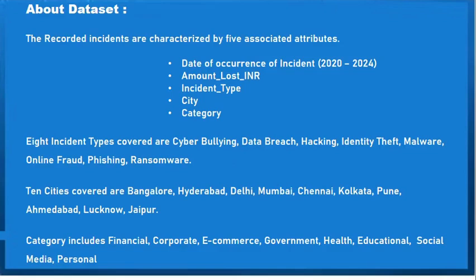For the analysis, I used a dataset which contains recorded incidents with 5 variables: date of occurrence of incident, amount lost in INR, incident type, city and category. 8 incident types are covered as shown. 10 cities including Tier 1 and Tier 2 are recorded and 8 affected domains as shown are recorded.